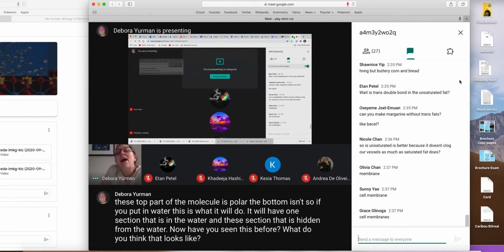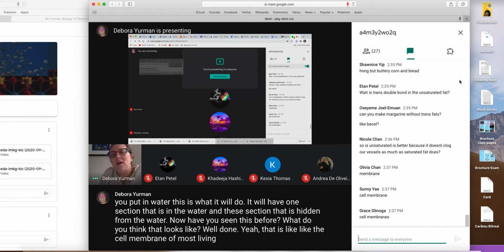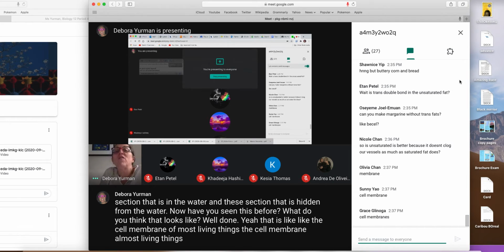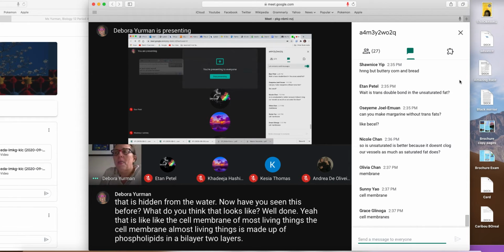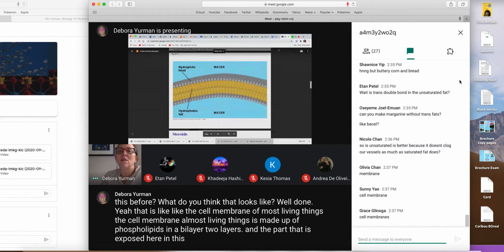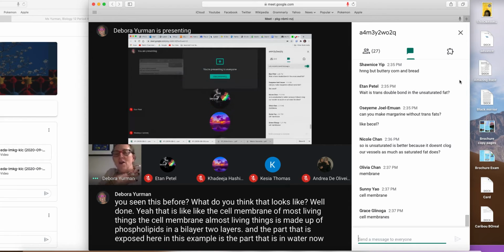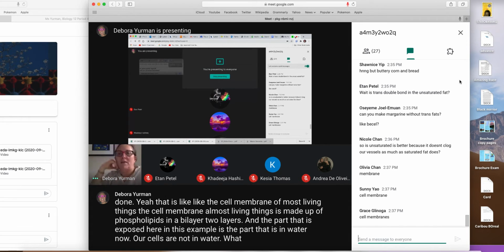Well done. Yeah, that is like the cell membrane of most living things. The cell membrane of most living things is made up of phospholipids in a bilayer, 2 layers. And the part that is exposed here in this example is the part that is in water. Now, our cells are not in water. What is the water part? What would the water be?